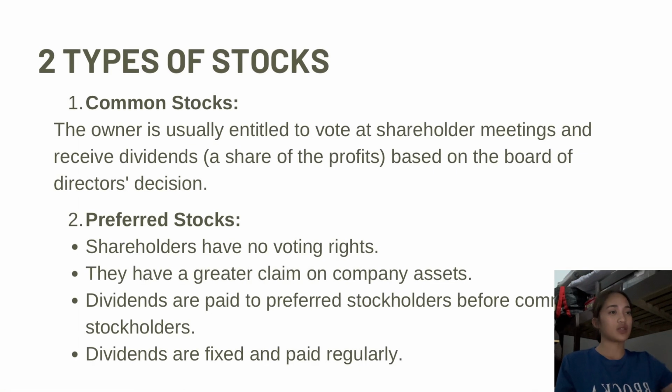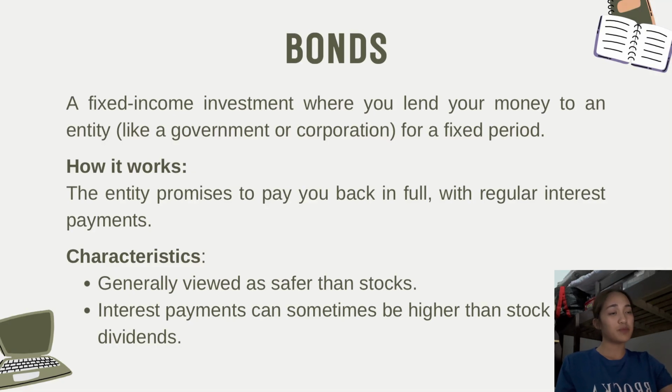There are two types of stocks. First is the common stocks. Common stocks give you voting rights and variable dividends. The second is the preferred stocks. These give fixed dividends and priority but no voting rights. Next is bonds. Bonds are more stable. Instead of owning part of a company, you are lending money to an organization. In return, they pay you regular interest and return your money after a fixed period. Compared to stocks, bonds are actually safer, but they usually offer lower returns.